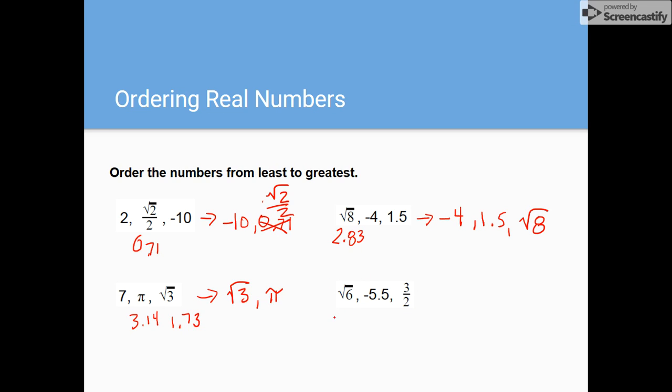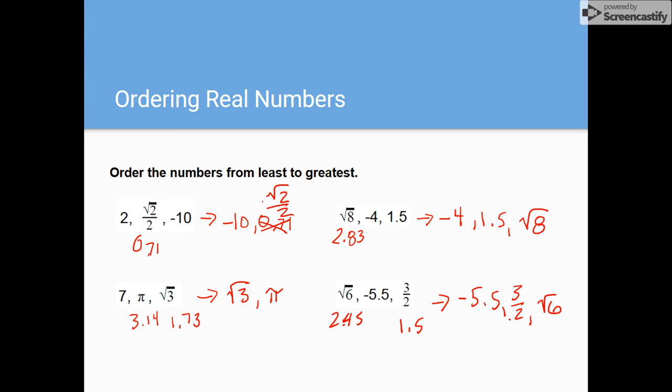Over here, I've got square root of 6. Again, I'm calculating off screen. And I've got 2.45, rounding to 2 decimal places. And then -5.5, I don't have to do that. And then 3 over 2, I know that's 1.5. 3 divided by 2 is 1.5. So let's put them in order. Remember, least to greatest, that negative comes in there early on, -5.5. Then I got the 3/2. And last, I've got the square root of 6.